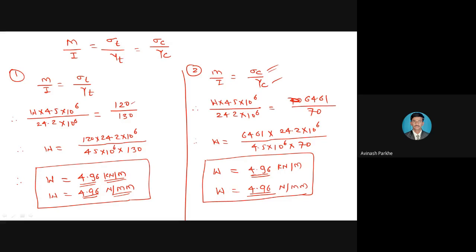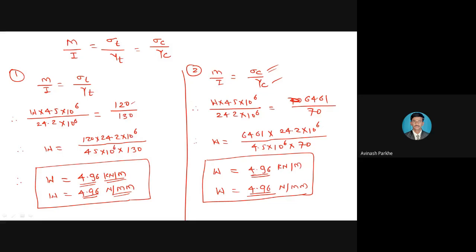Sometimes in the statement, the words sagging and hogging are mentioned. Sagging means it is subjected to a simply supported beam. Hogging means it is subjected to a cantilever beam. Another important thing: in case of a simply supported beam, above the neutral axis it is compression, below the neutral axis it is tension. In case of a cantilever beam, above the neutral axis, tension, below the neutral axis, compression.